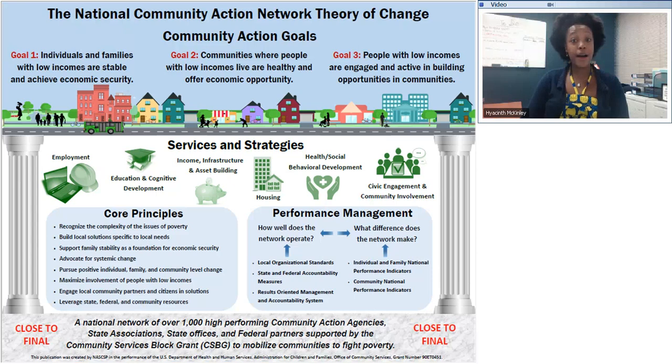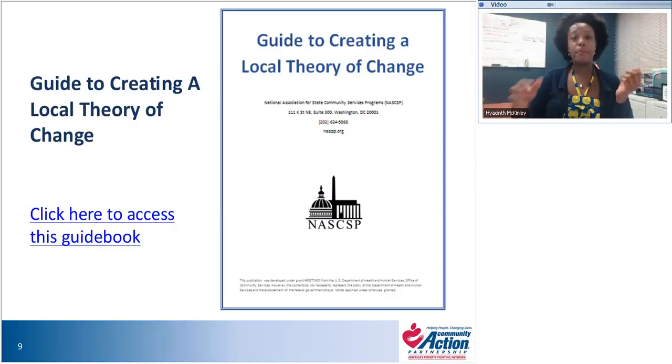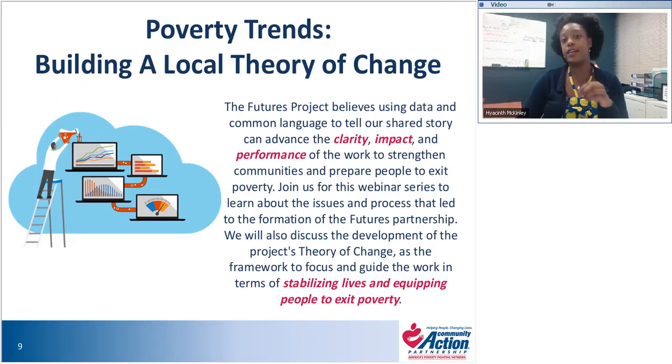So a little bit about today's presentation. As I'm sure you know, many of you are probably repeat attendees to some of the previous events in this series, but we're really talking about theory of change. We know that the National Community Action Network theory of change that we have here on the screen guides us in our work. But what we're going to be talking about with today's event is really focusing in and drilling down to that local level, what it looks like to build and then act on a theory of change on the local level, and that's what the Futures Project is all about.